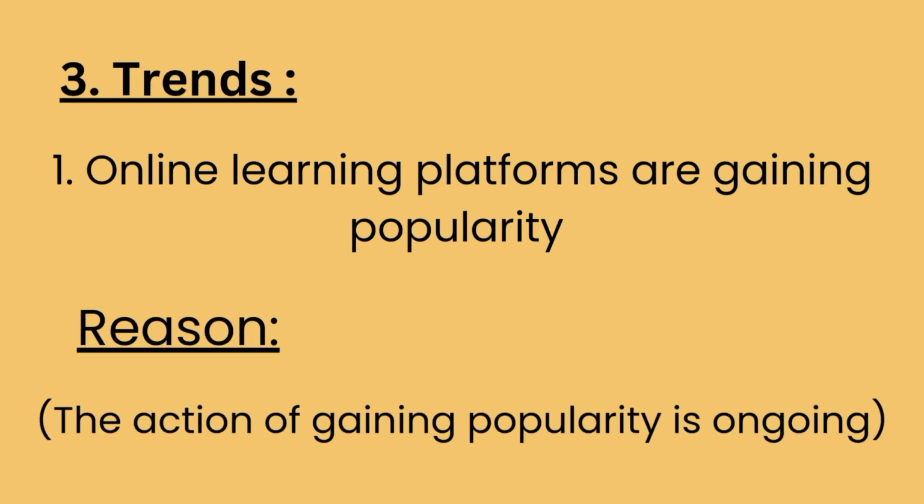We can also use present continuous to talk about a trend. A trend is something that is developing. For example, online learning platforms are gaining popularity. In this sentence, the action of gaining popularity is ongoing. So, with ongoing processes, we use present continuous tense.